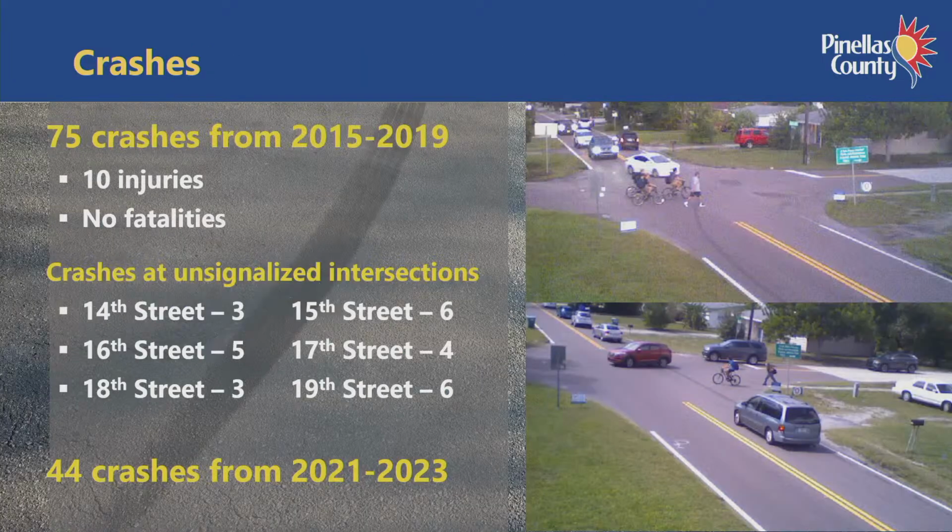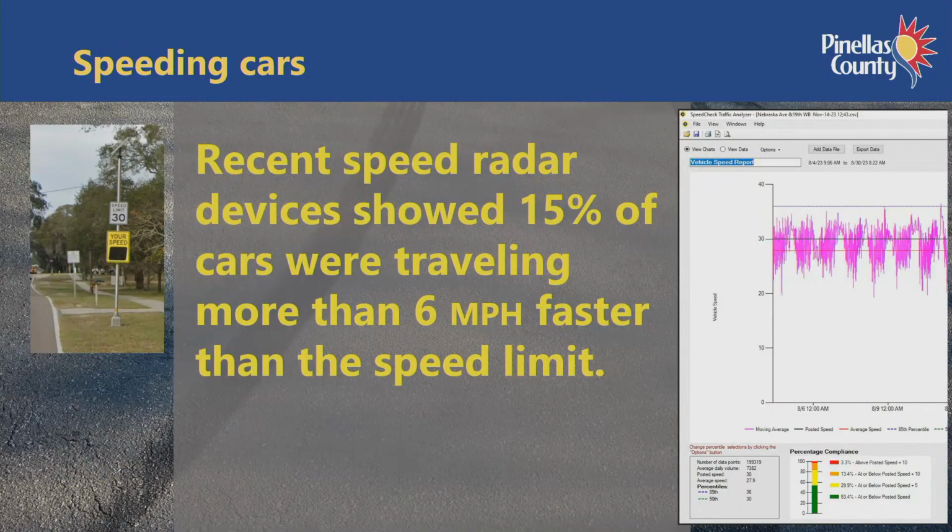When we look at our traffic in this area, from 2015 through 2019, there were 75 crashes. From 2021 to 2023, we had 44, of which more than half were at the unsignalized intersections. Our recent data shows that at least 15% of the cars have been traveling more than 6 miles an hour over the speed limit in this area.